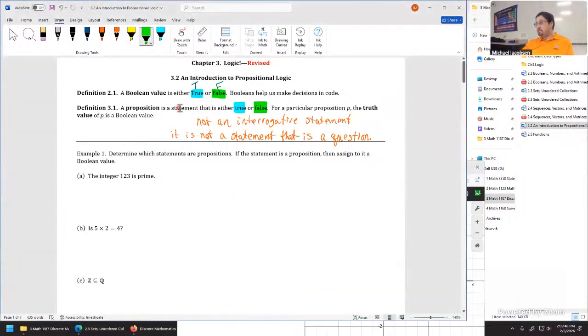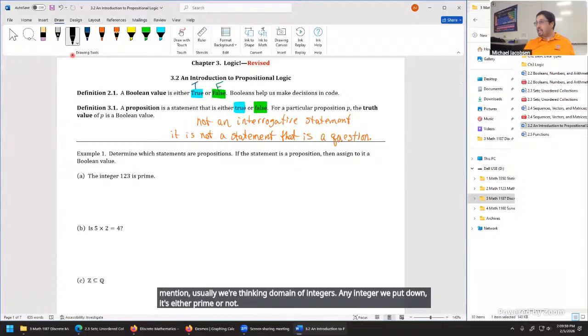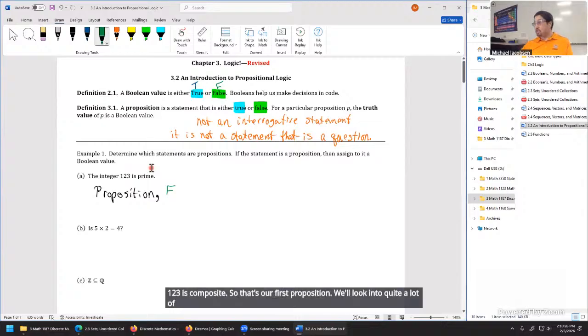But it is a statement that's either true or false. Every single integer you put down is either prime or not. So we can say this is a proposition. It's either true or false. Hang on, let me try again. We found that 3 divides it, so it is not prime. This one evaluates to the Boolean value of false. 123 is composite. So that's our first proposition. We'll look into quite a lot of others when we're absorbing this material.